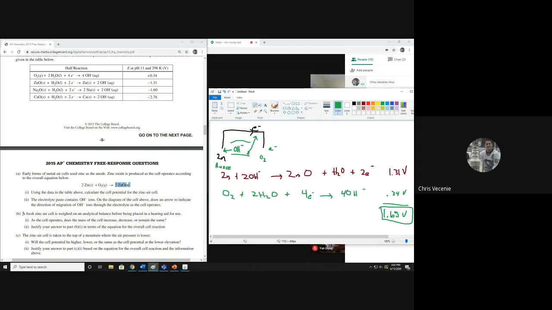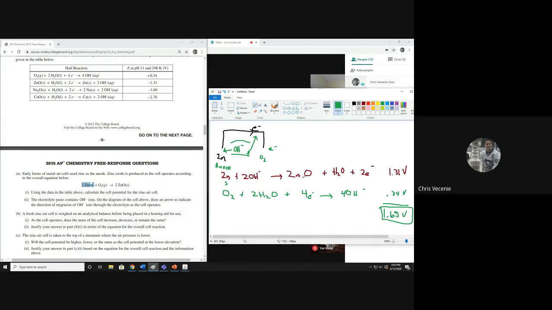All right, so here we have a fresh zinc air cell. It's on a balance before being placed into the hearing aid for use. It says, as the cell operates, does the mass of the cell increase, decrease, or remain the same? All right, so you take a look. We've got Zn in this half reaction, solid.